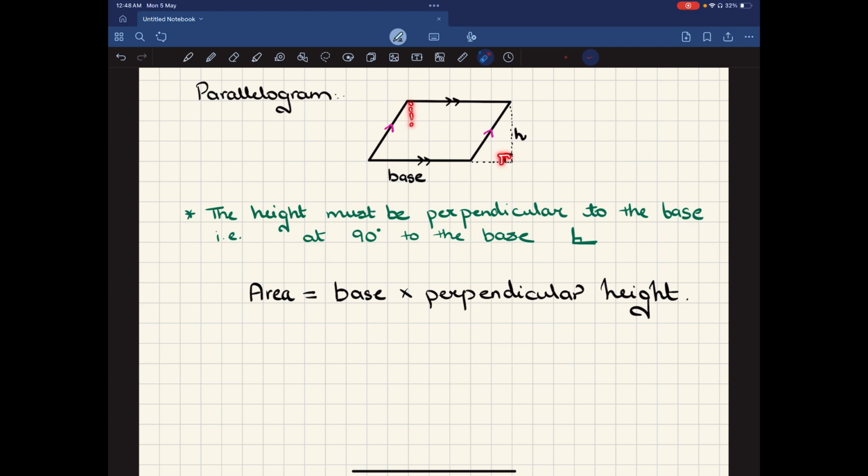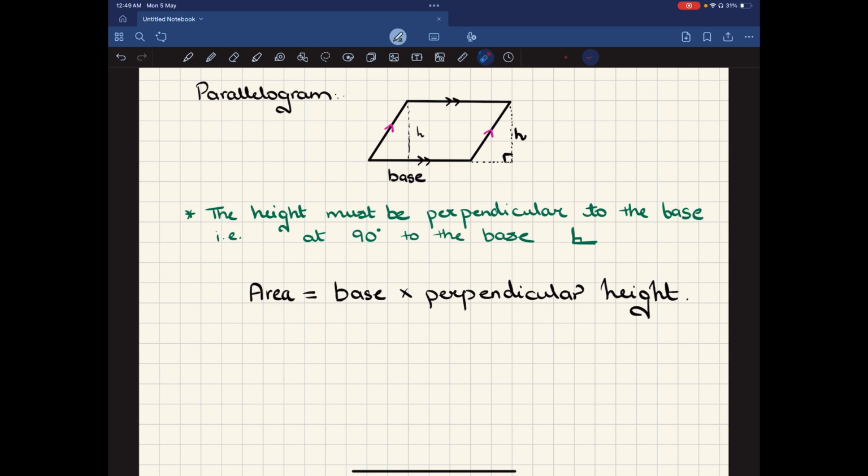So it can also be inside the parallelogram. Okay, so this is also the height. This and this are equal because this is also 90 degrees to the base. Okay, so they can also give you the height inside. And what is the perimeter going to be?